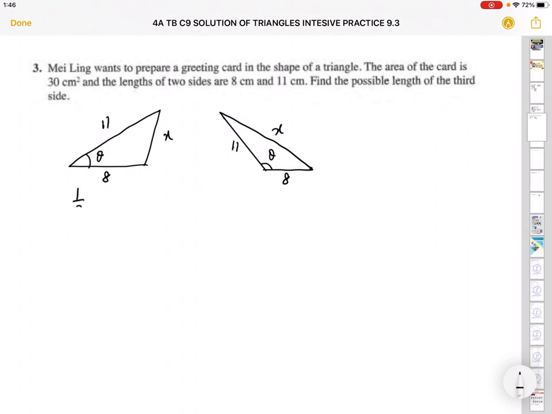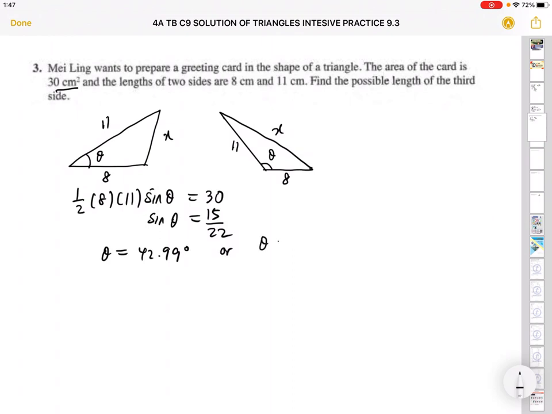So when you use the formula half ab sine C, where C is theta, the result is 30, because the area of the card is 30. So sine theta is 30 times 2 divided by 88. I got 15/22. You don't have to write this down. I just want to show you that theta can have 2 possible values. When you shift sine 15/22, you get 42.99 if it's acute, or if it's obtuse, then we take 180 minus 42.99, which gives 137.01.